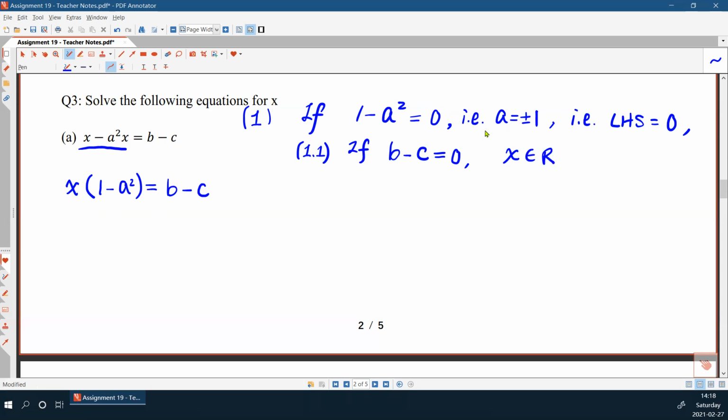Okay, so if the left-hand side is 0, that means a is positive or negative 1. But the right-hand side is not 0. What will happen? So that means your left-hand side is 0 and your right-hand side is not 0. So no matter what x is, this equation cannot be true, right? Do you understand?